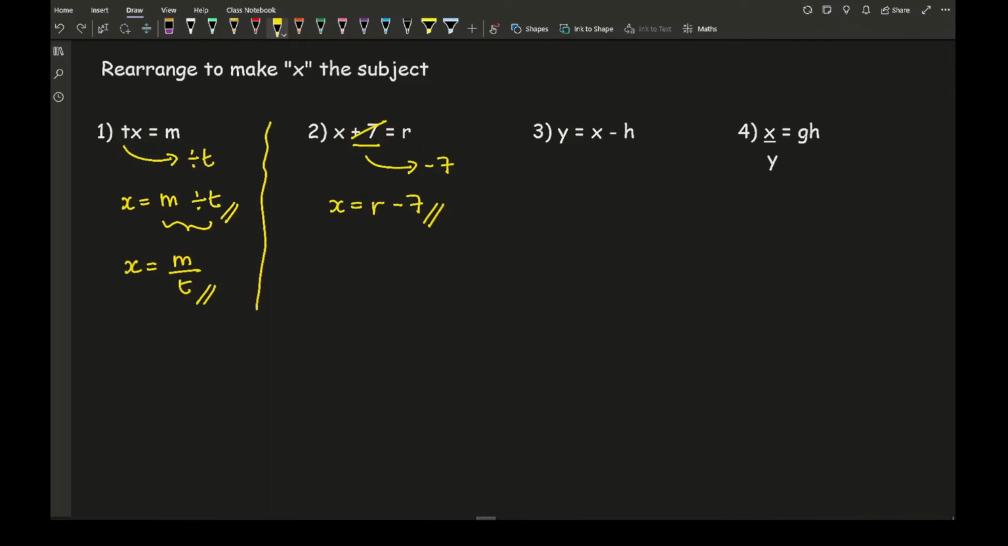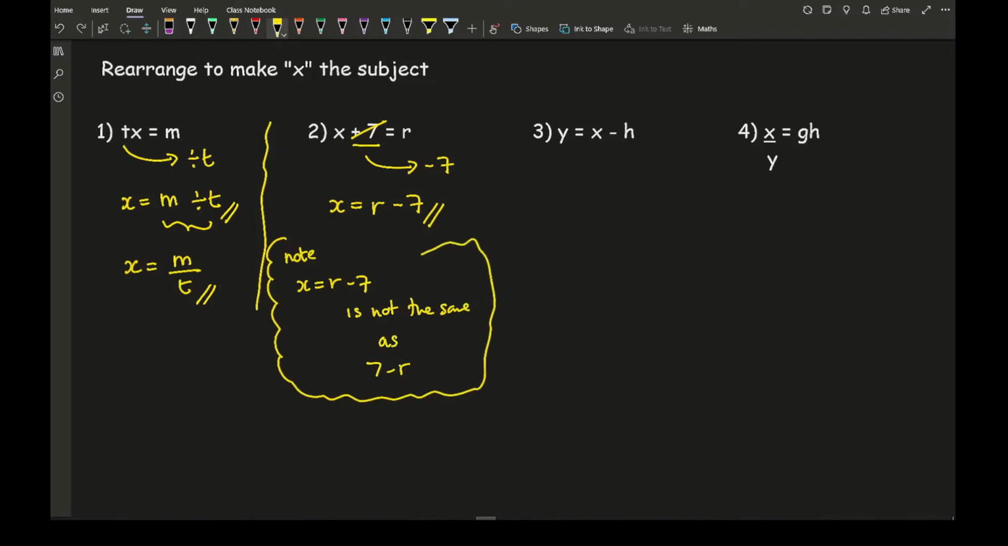Now the key thing to note is that r minus 7 is not the same as 7 minus r. So it's really important that when you're subtracting and dividing, you take extra care in what needs to come first and what needs to come second, because it will have an impact on your final answer.